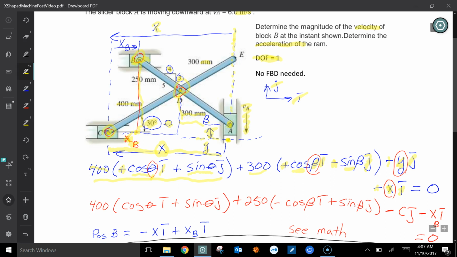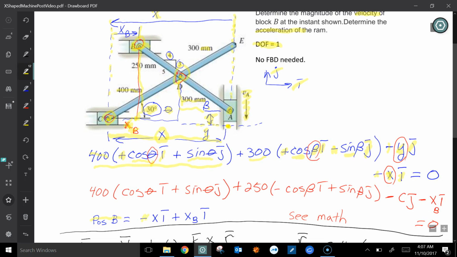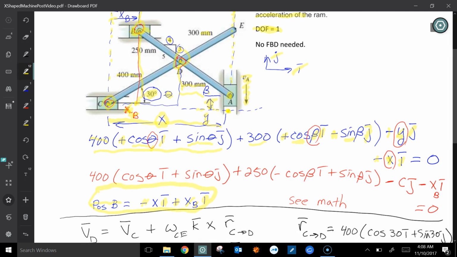And then the XB goes from this dotted line, which is the location of where C is, back over to B. So what I'm saying here is that the position of B from a fixed point: first of all I'm going to go left, right? So I'm going to go left, negative i, a distance of x, and then I'm going to come back to the right, right? To the right is a positive i, a distance xb. And that is the position of B. So if I differentiate this equation, then I'll have the velocity of B, right? So that's the only other odd thing that's happening.